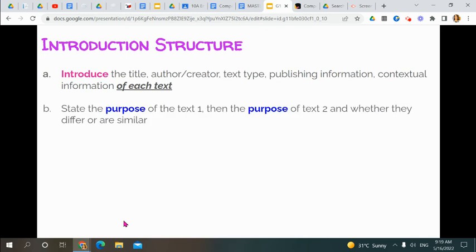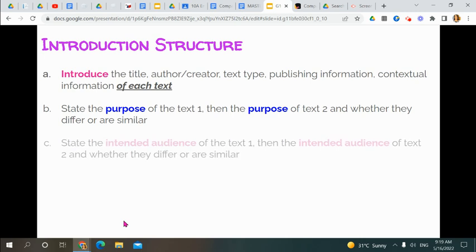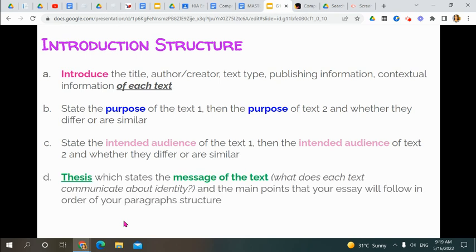Okay, you need to state the purpose of text 1, then you need to state the purpose of text 2, and this is where you tell me whether they're different or whether they're similar. Then you do the same thing for audience. What's the audience of text 1? Who's the intended audience of text 2? Again, are they different or are they similar?